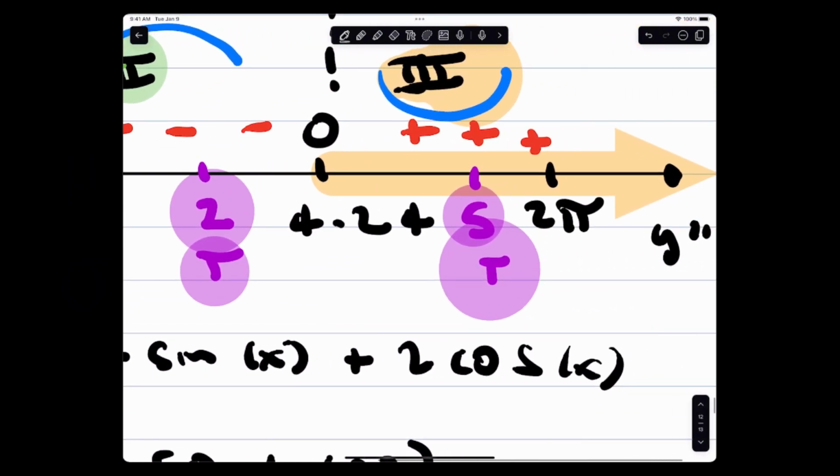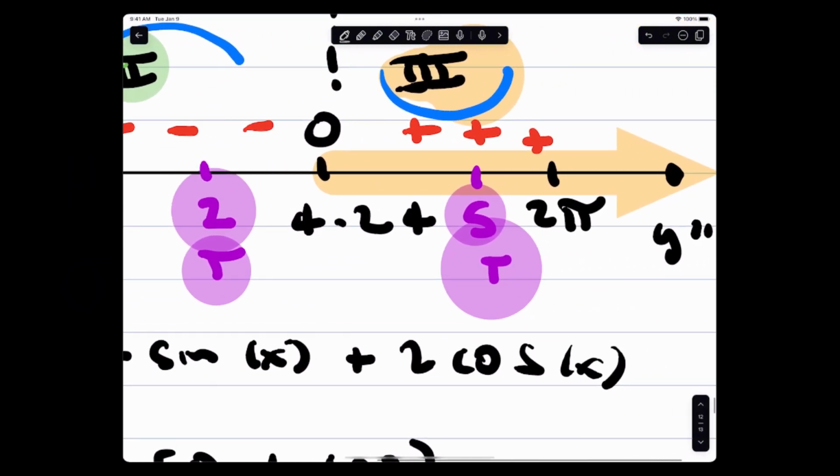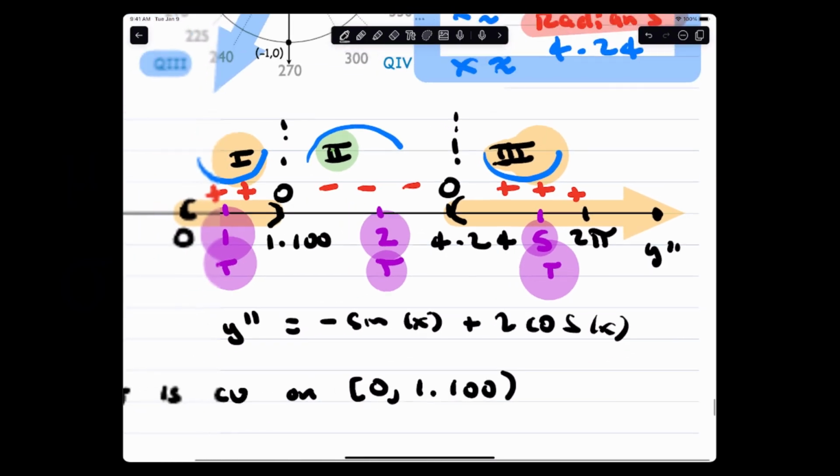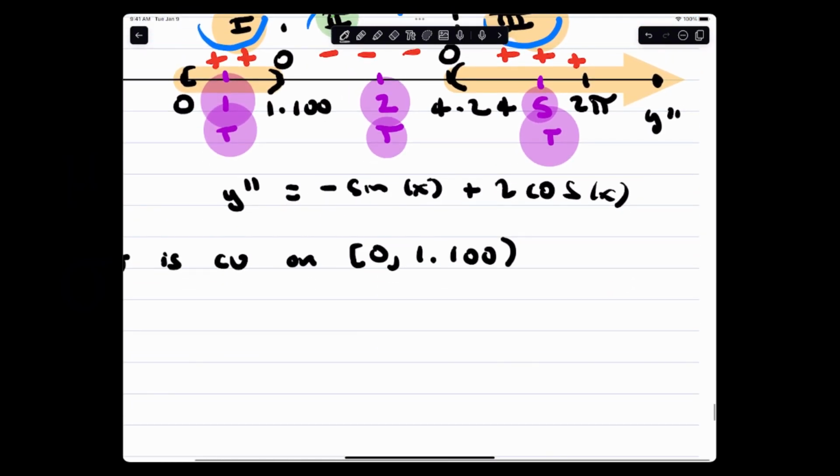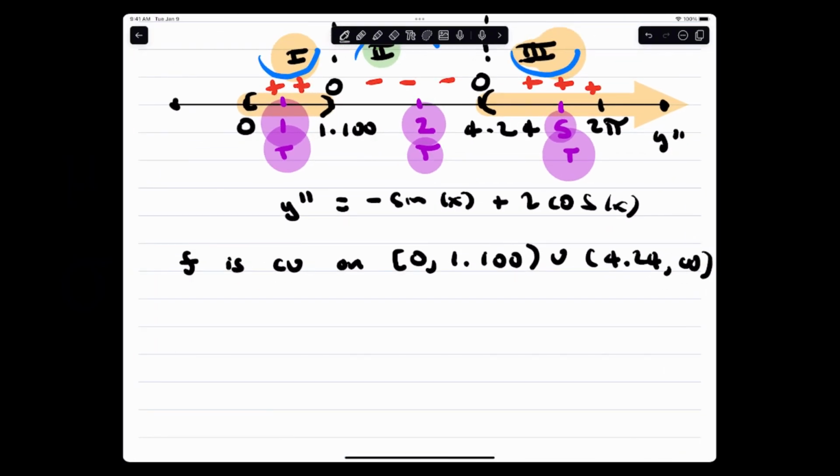And then what about over here? It's going to be a what? Open forever. So to be union 4.24 to infinity. All right, that's what it's going to be. Oops, sorry. Not infinity. Up into what? 2 pi. Do we include 2 pi? Yes.